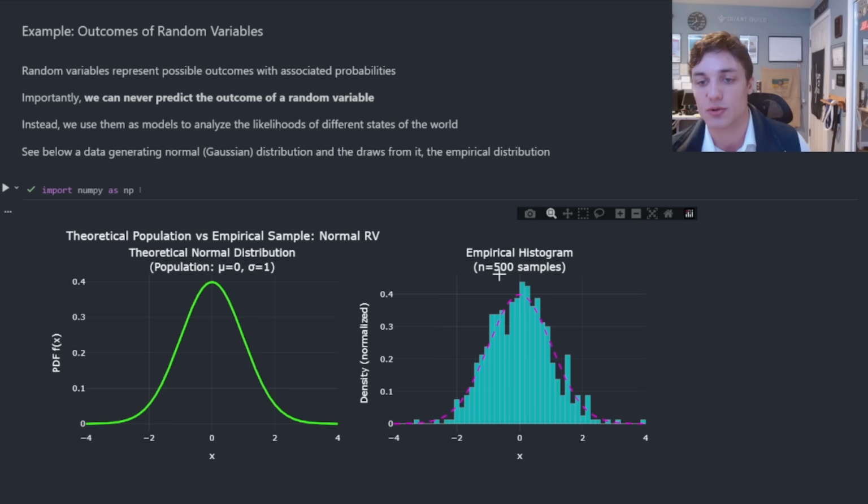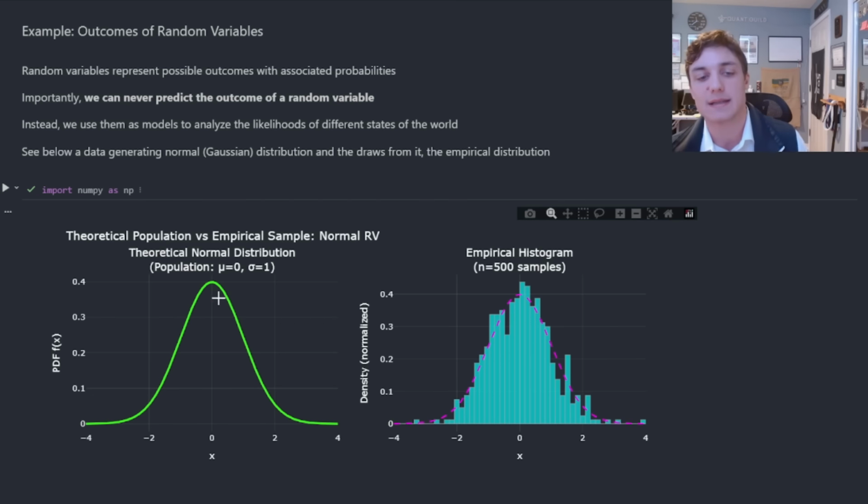I have 500 draws on the right here, and you can see it's starting to effectively map out the original normal distribution that all of the data was drawn from. And as we're going to see later on, this will actually converge as the number of samples approaches infinity. But in any case, if we're looking at this probability density function, if we look at a specific point, are we looking at a probability?